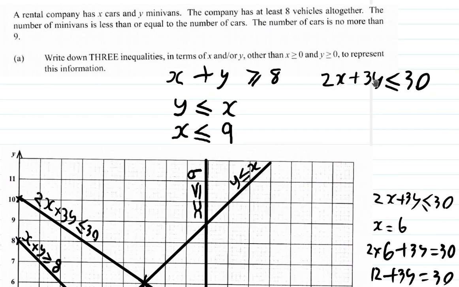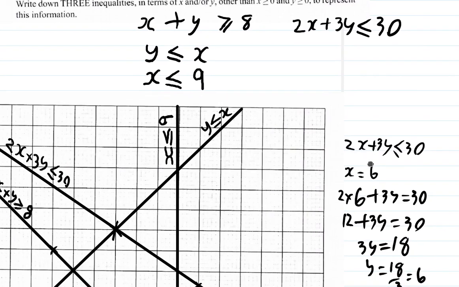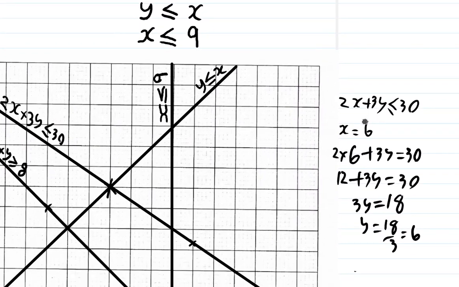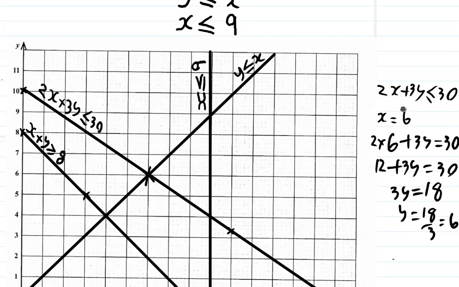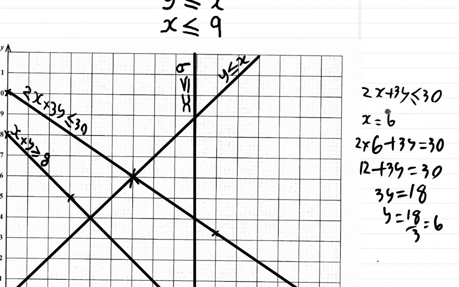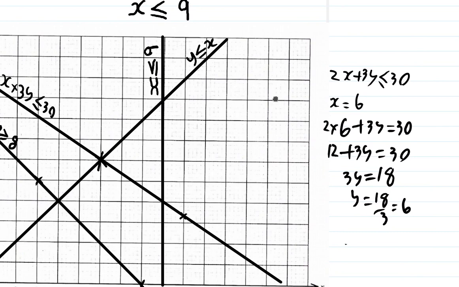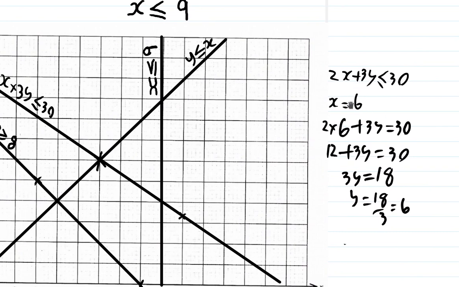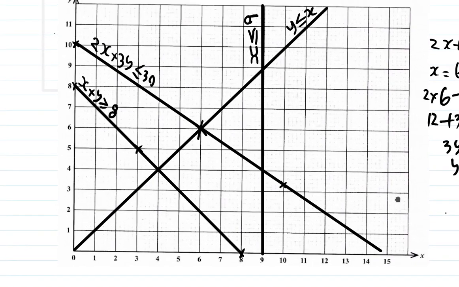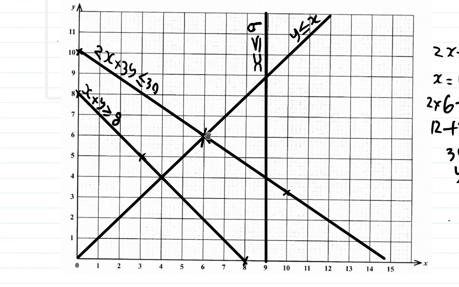We have 2x plus 3y less than or equal to 30. And we were at this a while ago. When x is 0, y is 10. When x is 6, we have 30 minus 12 is 18, so y is 6. So (6, 6) is right here. Good.